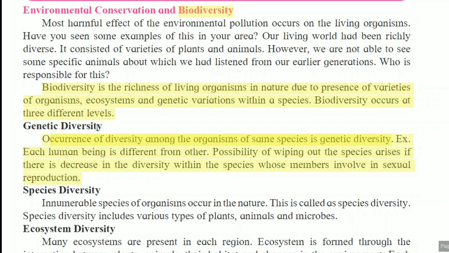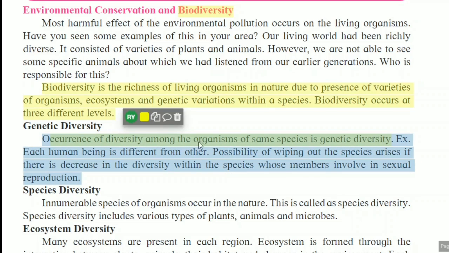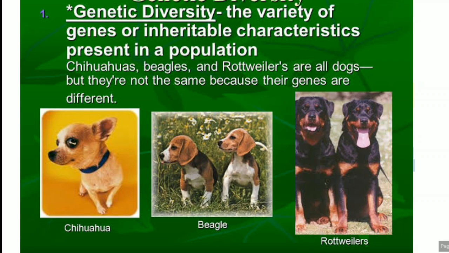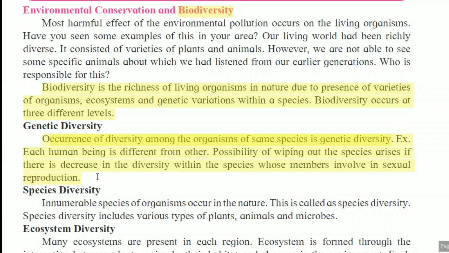First one, genetic diversity. Occurrence of diversity among the organisms of the same species is genetic diversity. For example, each human being is different from the other. Why? Due to genetic diversity. But here the possibility of wiping out the species arises if there is a decrease in the diversity within the species whose members are involved in sexual reproduction. We know that due to sexual reproduction, variations occur and those variations lead to evolution.